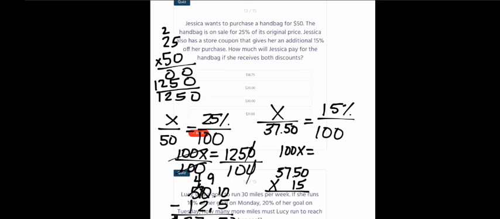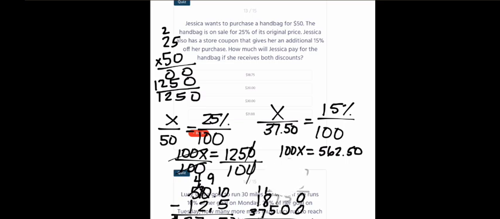$37.50 times 15. 5 times 0 is 0. 5 times 5 is 25. Carry the 2. 5 times 7 is 35 plus 2 is 37. Carry the 3. 5 times 3 is 15 plus 3 is 18. Now add a placeholder 0. 1 times 0 is 0. 1 times 5 is 5. 1 times 7 is 7. 1 times 3 is 3. Add it all up. 0, 5, 12, 16, 5. And there are two numbers behind the decimal point. So 562.50. If you're still struggling with that, remember, go see the decimal point or the decimal module.